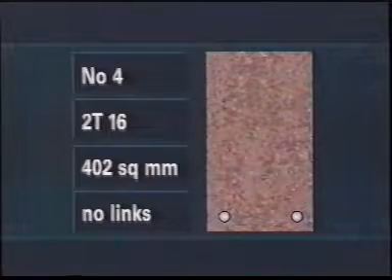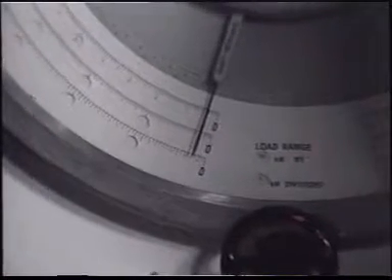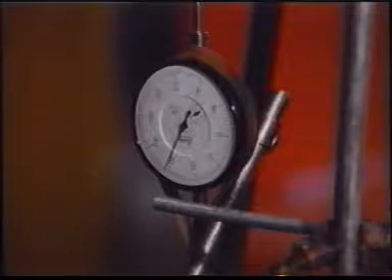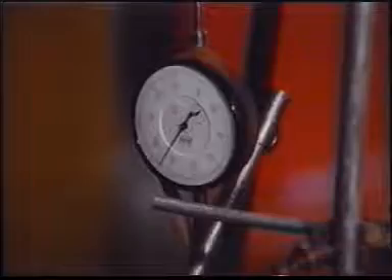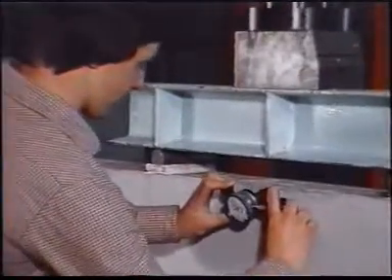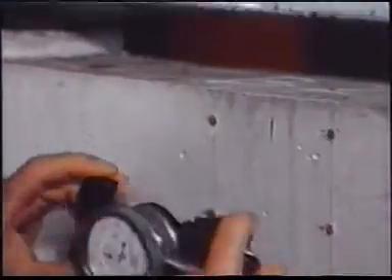The next beam has a larger area of reinforcement, but no links. This time, when the load is applied, it can be considerably greater, but deflection is less, and when strain readings are taken, they show that there's a smaller movement of the neutral axis.